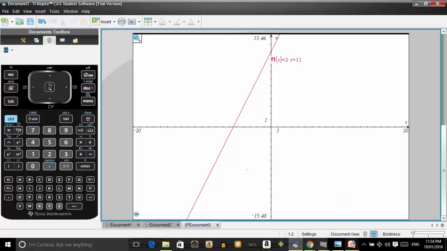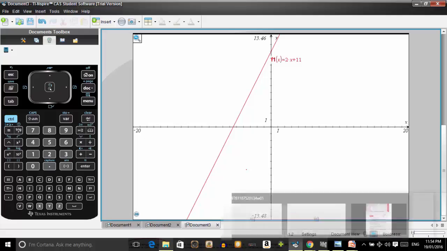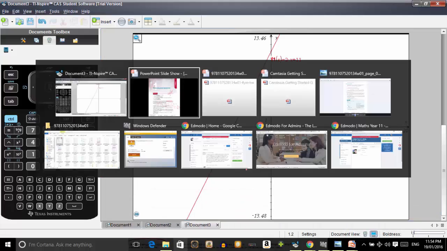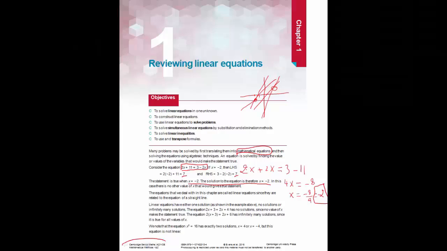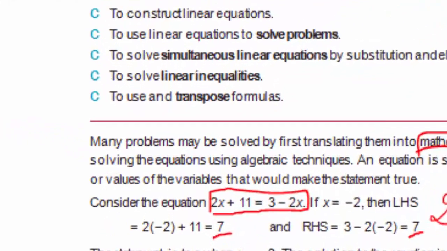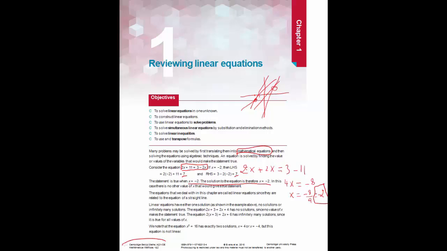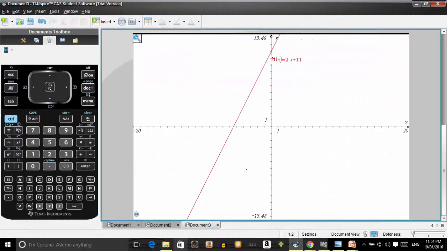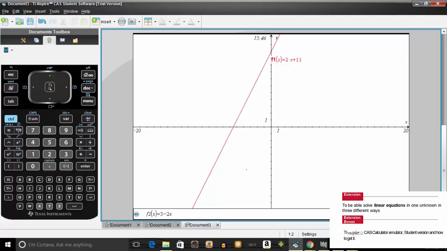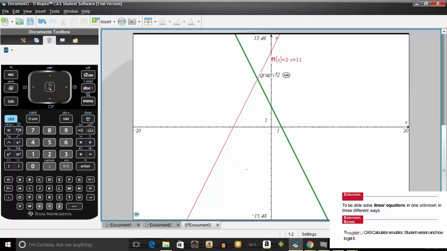Now let's see what the other equation was. The other equation was 3 minus 2x. Okay, so 3 minus 2x. And as you see, indeed, where they meet, x is equal to negative 2. So graphically, this is the solution.